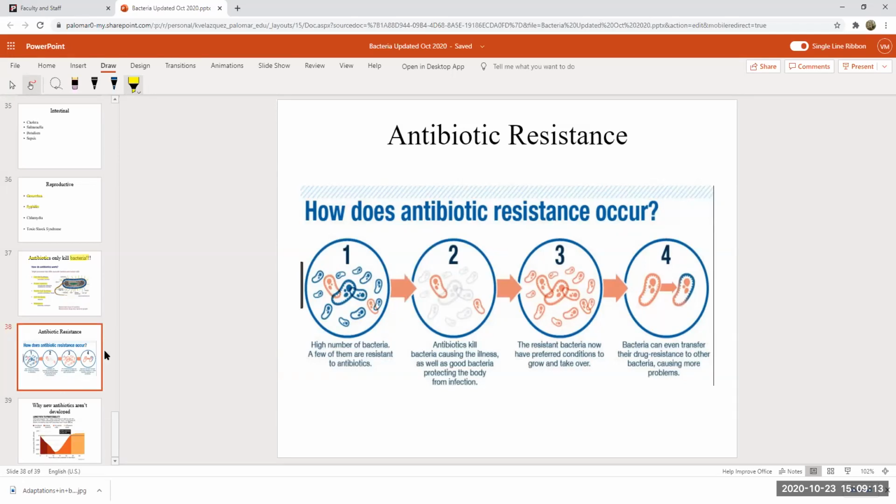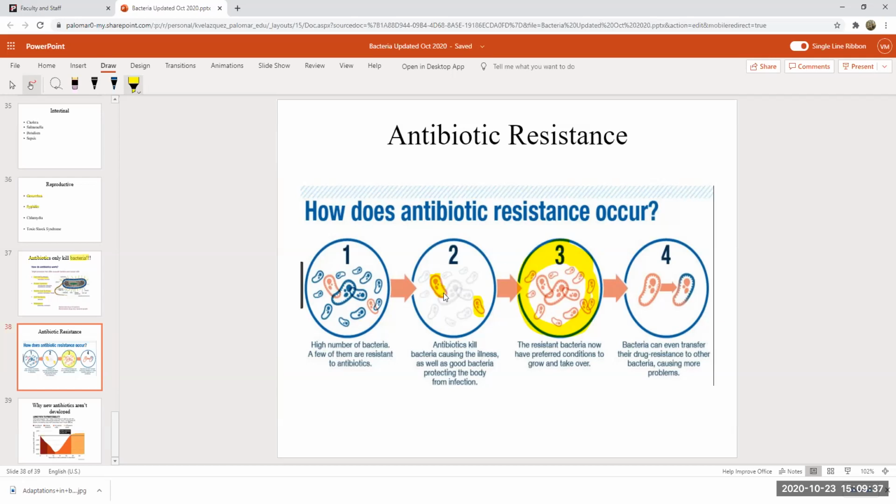So this is what happens. It's natural selection. Antibiotics are going to kill everyone who's not resistant, but we have just these two guys here, these two bacterial cells that are resistant, and those are the ones that survive and reproduce. And now we have this entire population that's resistant. What does resistant mean? It means they're not killed by standard antibiotics.